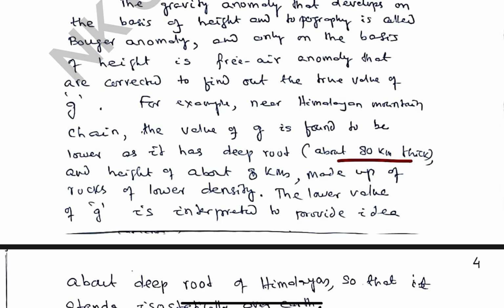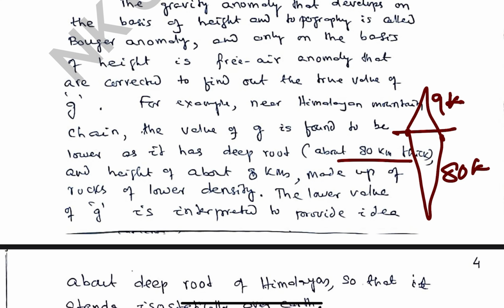Light rocks form the hill mass on the ground, and it has a deep root having depth 80 kilometers. The maximum height can be about 9 kilometers. It is the height of Mount Everest. So, because of the presence of these light rocks, the value of G is becoming lower. So, the value of G can give some information about the type of composition of the Earth's interior. So, here the composition is light rocks.